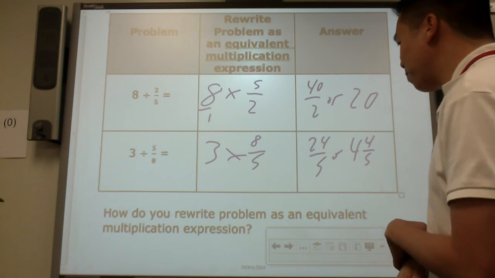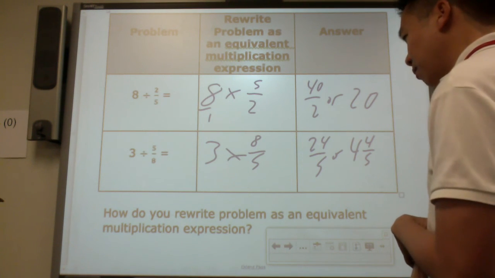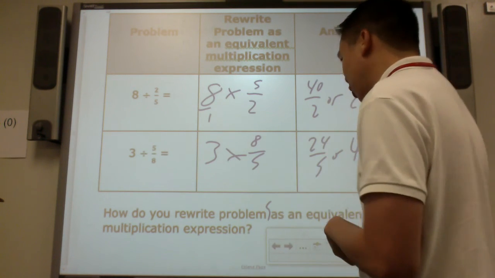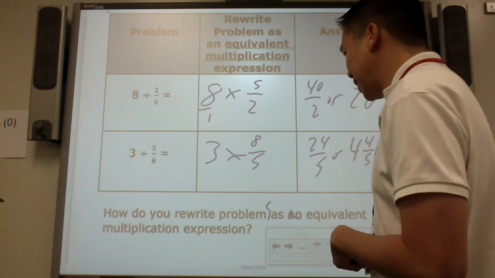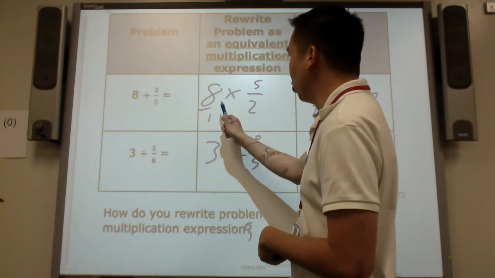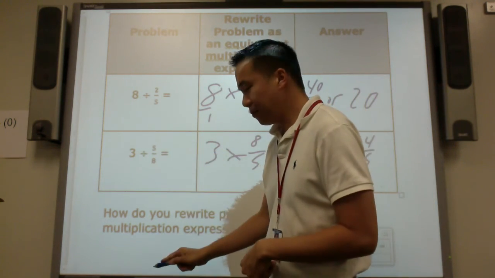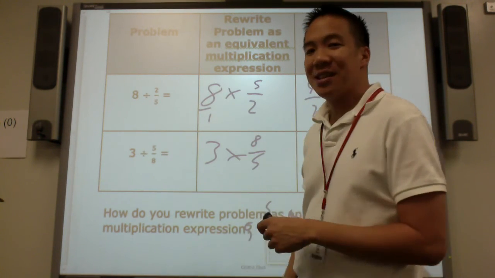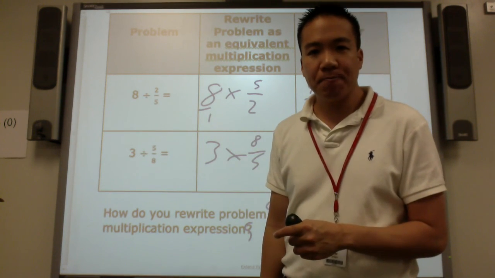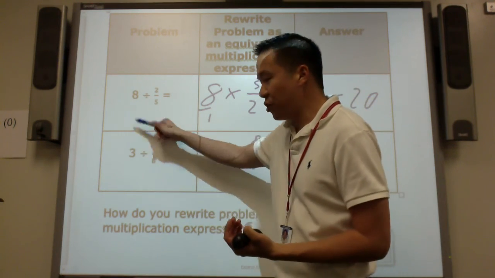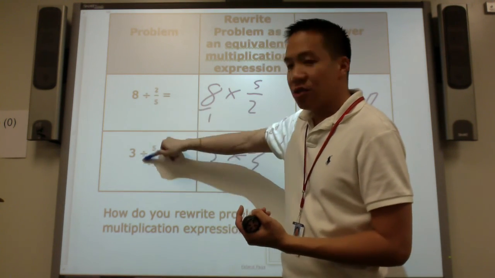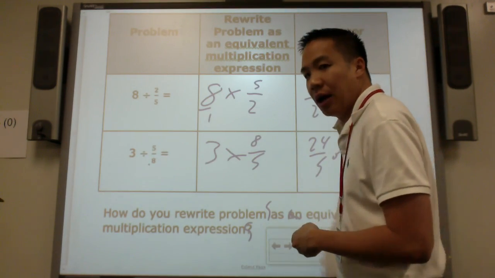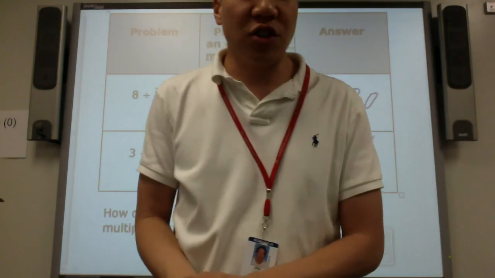So how do you rewrite a problem as an equivalent multiplication expression? You keep the first number, you turn the division to a multiplication, and you do the reciprocal of the second number. Some people use, you keep the first, change this to a multiplication, and you flip that. And that's how you do dividing fractions with whole numbers.